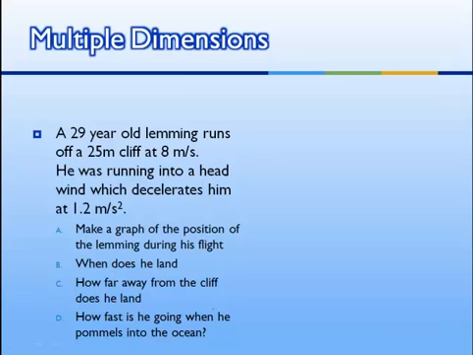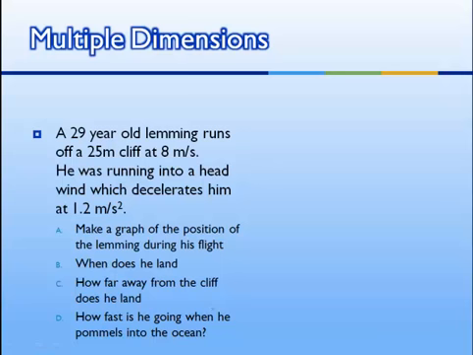A 29-year-old lemming runs off of a 25-meter high cliff at 8 meters per second. He was running into a headwind which decelerates him at 1.2 meters per second squared. I'd like to make a graph of the position of the lemming throughout his flight, and we can use that graph then to predict when he will land and how far away from the cliff he'll land, and we can even use it to figure out how fast he was going when he pummels into the ocean depths below.